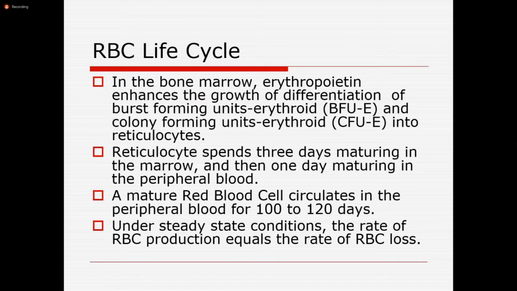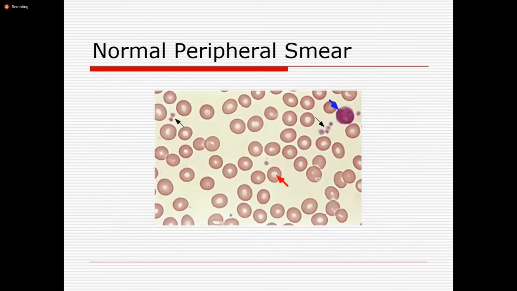So the RBC cycle, we all know, is the first thing we read in physiology. Without wasting time on this, we will move towards the approach rather than the physiology. So this is the normal peripheral film. You see the biconcave disc RBCs with mild central pallor, but if there is iron deficiency, then you may have a lot of central pallor.